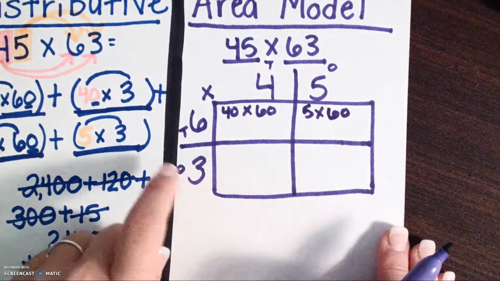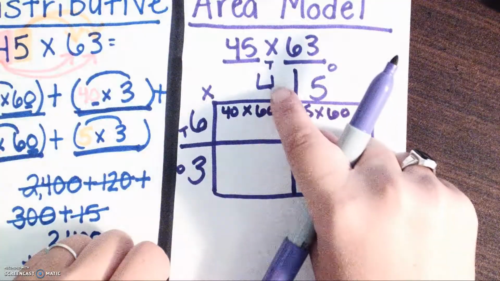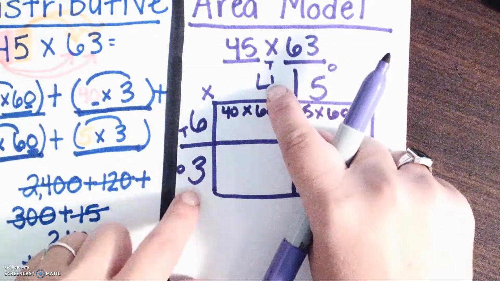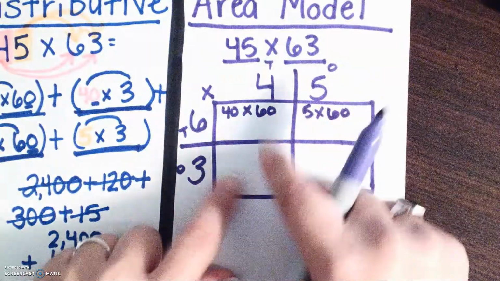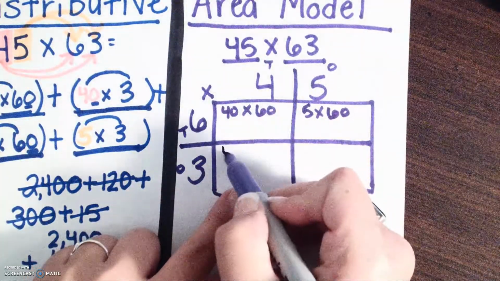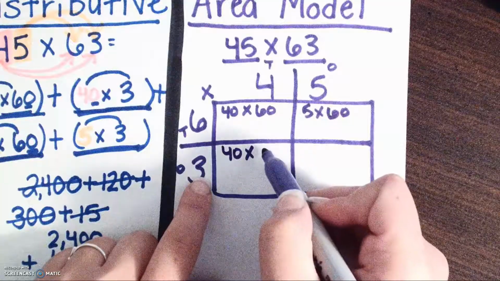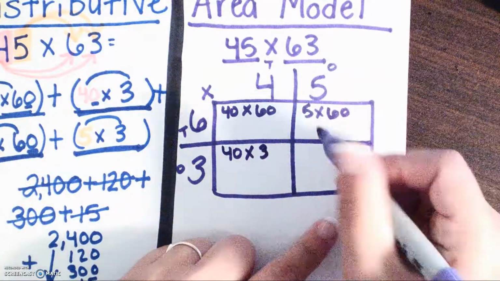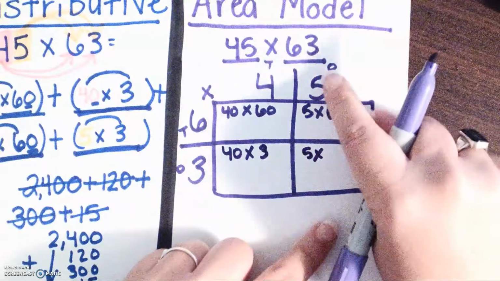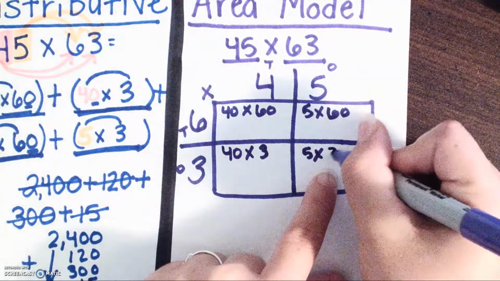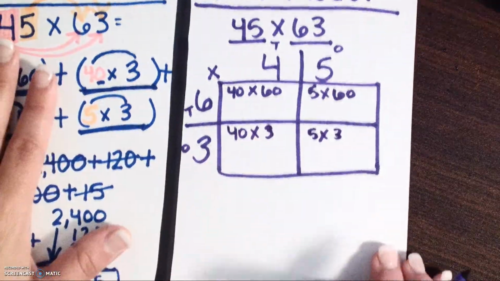And then you're just going to drop down to the lower boxes. You're going to say, well, my 4 is still in my tens place, so it's worth 40. And my 3 is in my ones place, worth 3. They're going to multiply, and that's going to go in this box. So 40 times 3. And then in this box, I have my 5 in my ones place, worth 5, and my 3 over here in my ones place worth 3. So 5 times 3 would be in that box.